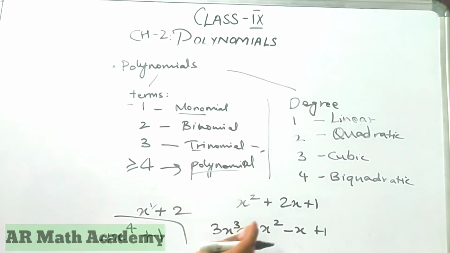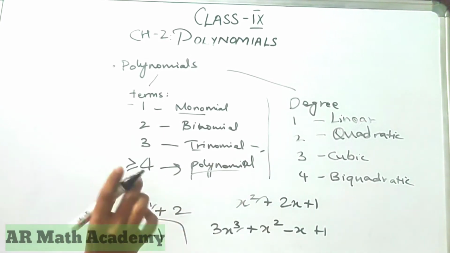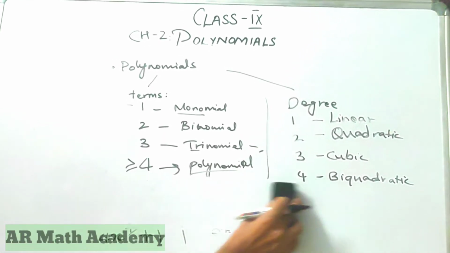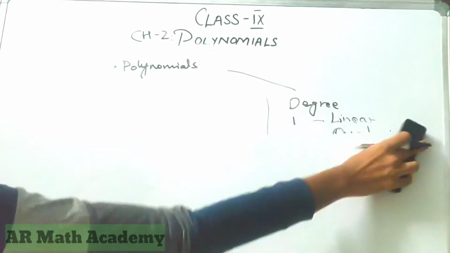So if the degree is 3, then it is called a cubic. If the degree is 4, it is biquadratic. Degree 2 is quadratic, and degree 1 is linear. So that is it for the classification of the polynomials based on the number of terms and the degree respectively.